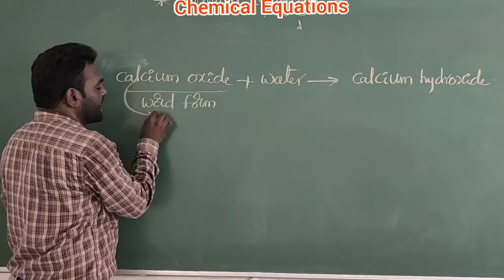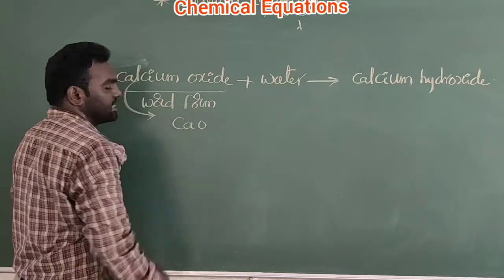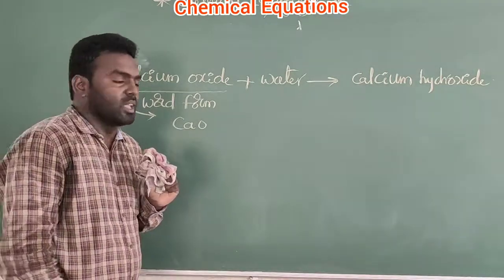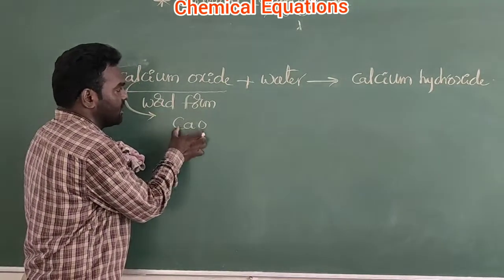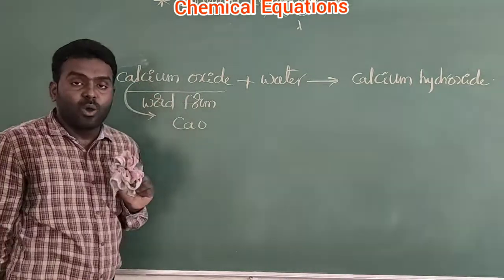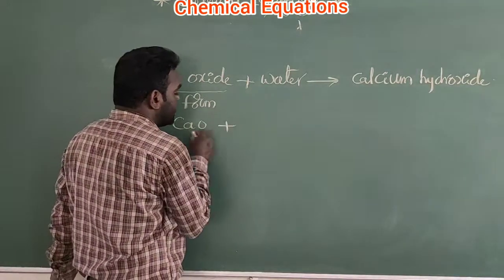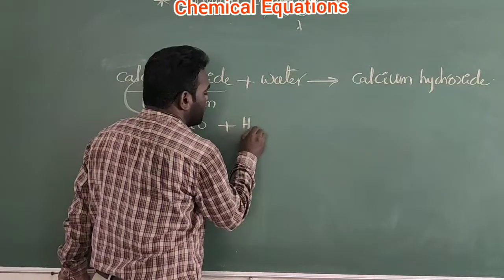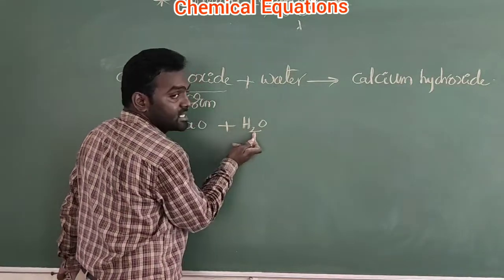What is the formula of calcium oxide? The symbolic representation is CaO. This is the symbolic representation of calcium oxide, and this is the word form of calcium oxide. Here this calcium oxide reacts with the water molecule. The symbolic representation of the water molecule is H2O.